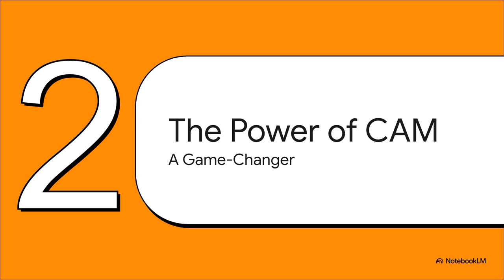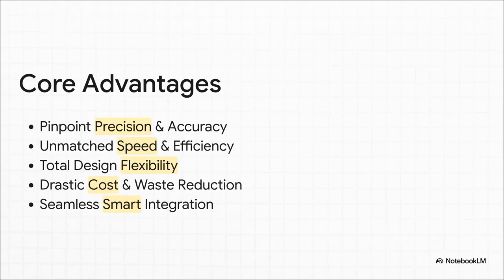Now, this isn't just some small upgrade we're talking about. This is a total game changer. So let's get into the power of CAM and really understand why it's so revolutionary. Really, it boils down to these 5 key things. We're talking pinpoint precision and accuracy, unmatched speed, total design flexibility, a huge reduction in cost and waste, and this amazing ability to integrate with other smart technologies.